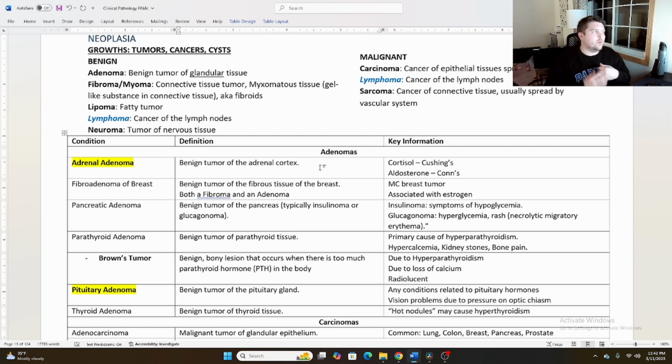cortex, we essentially get a tumor, so a growth of the adrenal cortex. The adrenal cortex is responsible for releasing cortisol, aldosterone, androgen hormone, all that kind of stuff. And so we end up with excess cells producing those things. So we get excess cortisol, which turns into Cushing's disease. We get excess aldosterone, which becomes Conn's syndrome. Both of those things we'll talk about later on down the road.